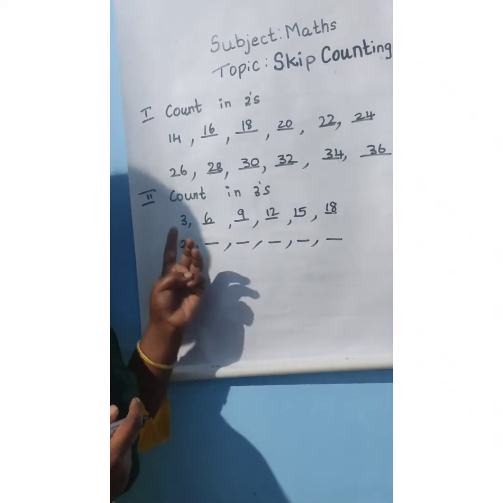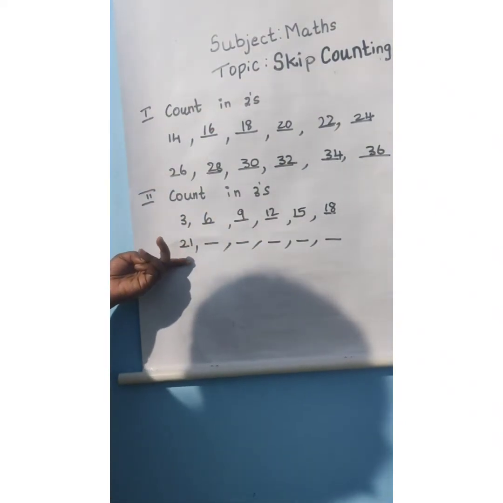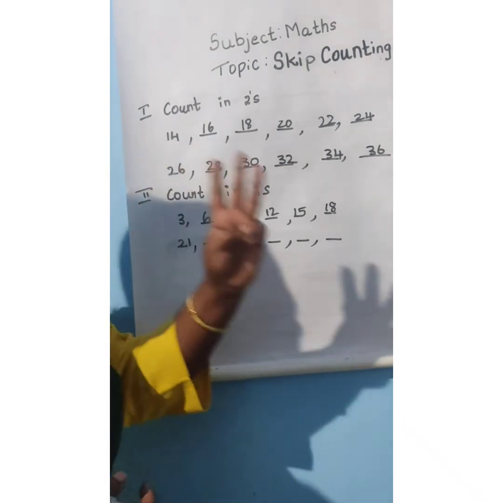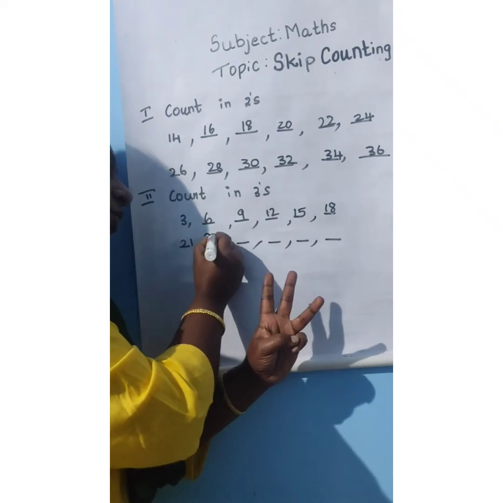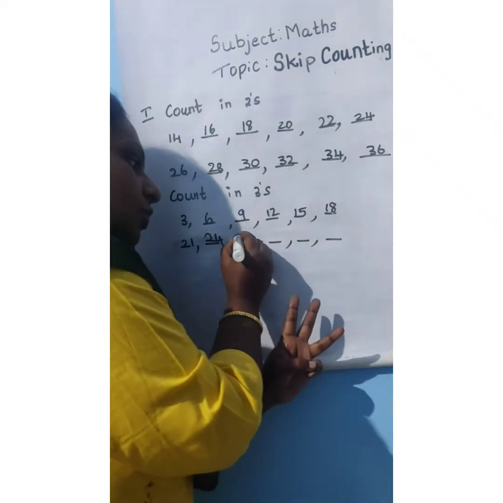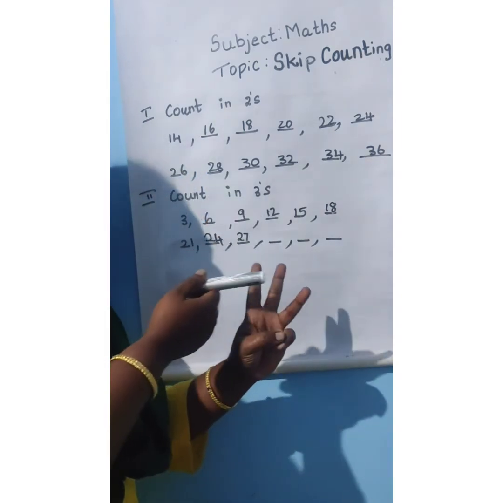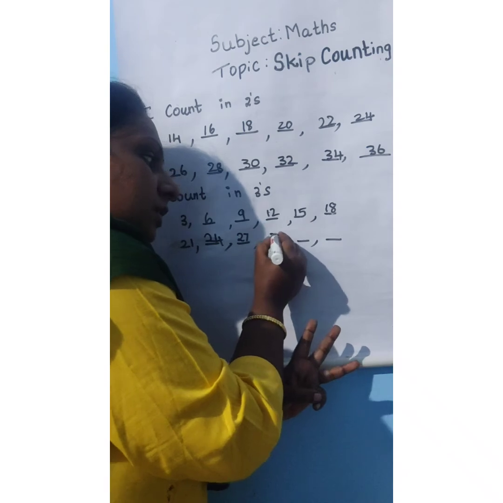Okay, so here also it is skip counting in 3s. The number given here is 21. So after 21, 22, 23, 24. So write here 24. 25, 26, 27. 27. 28, 29, 30. Write here 30.